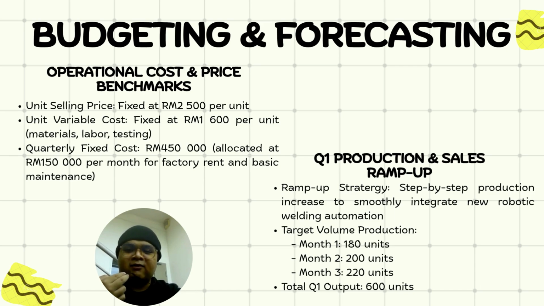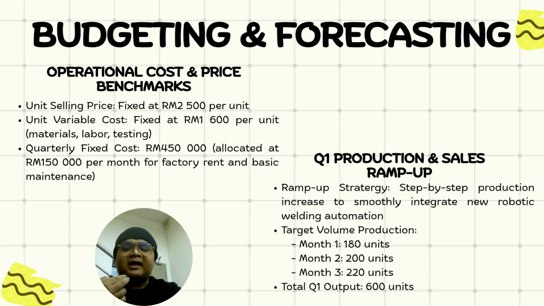We have fixed our unit selling price at 2,500 ringgit. On the expense side, our unit variable cost, which encompasses our raw material, labor, and product testing, is set at 1,600 ringgit per unit. Additionally, our quarterly fixed costs stand at 450,000 ringgit, which translates to a steady allocation of 150,000 ringgit per month to cover factory rent and basic maintenance.